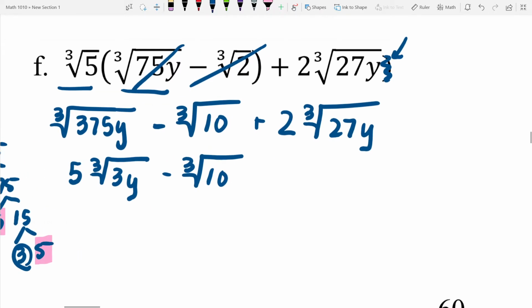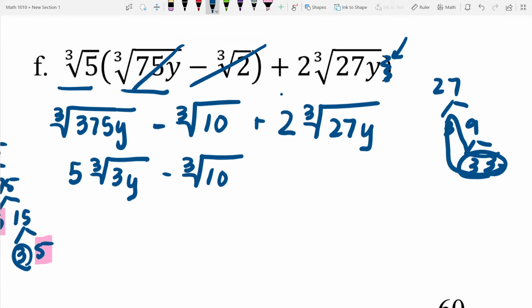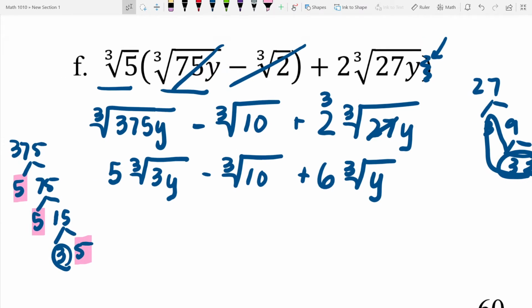Let's break down 27. So 27 is 3 times 9. 9 is 3 times 3. So these 3 3s come out as a single 3 like that. So the 27 is completely gone. So on the outside you have a 6, and on the inside you have the cube root, and then you've got a y. Okay, look right here. Cube root of 3y, cube root of 10, cube root of y.